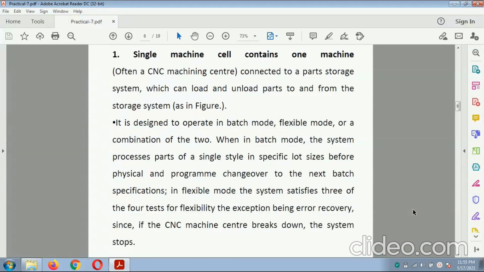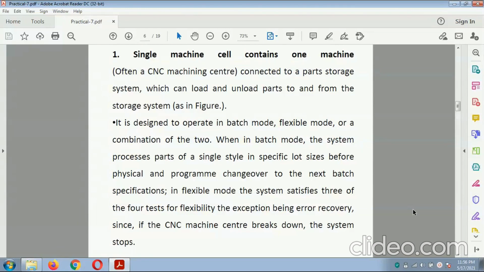A single machine cell contains one machine connected to a part storage system, which can be loaded and unloaded with parts. It is designed to operate in batch mode, flexible mode, or a combination of the two. In batch mode, the system processes parts of a single style in a specific lot size before the physical and program changeover to the next batch specification.